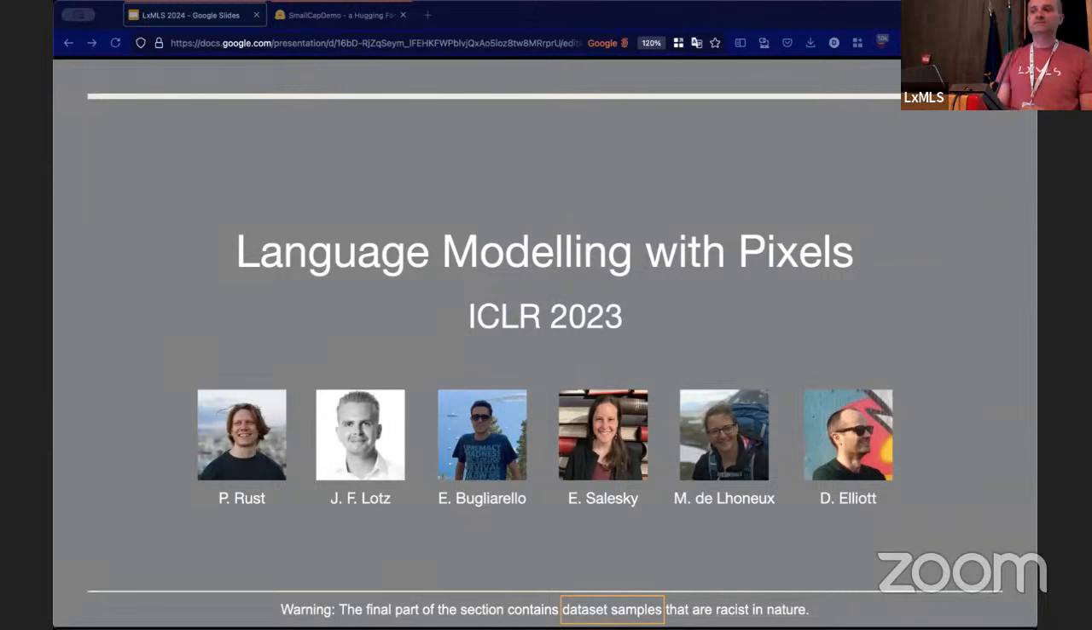The final part of this talk is going to have some dataset samples that contain racist text, because we're working with a dataset of historical newspapers. They're going to be in orange. So if you don't want to look at them, you don't have to, and I'm not going to describe them out loud.